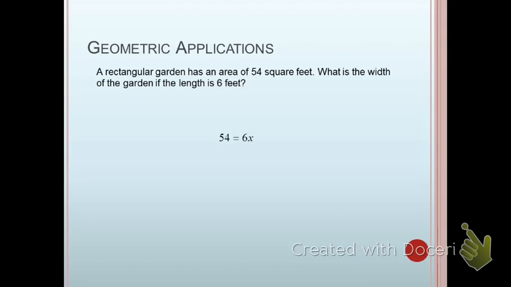In this example, they tell us that we have a rectangular garden and that it has an area of 54 square feet. They ask us what the width of the garden is if the length is 6 feet. Recall that the standard formula for finding the area of a rectangle is by multiplying the length of the rectangle times the width. So area equals length times width. So they give us the area, which is 54, equals, they also give us the length, so we'll substitute the 6 in for the L. So we have 54 equals 6 times x.